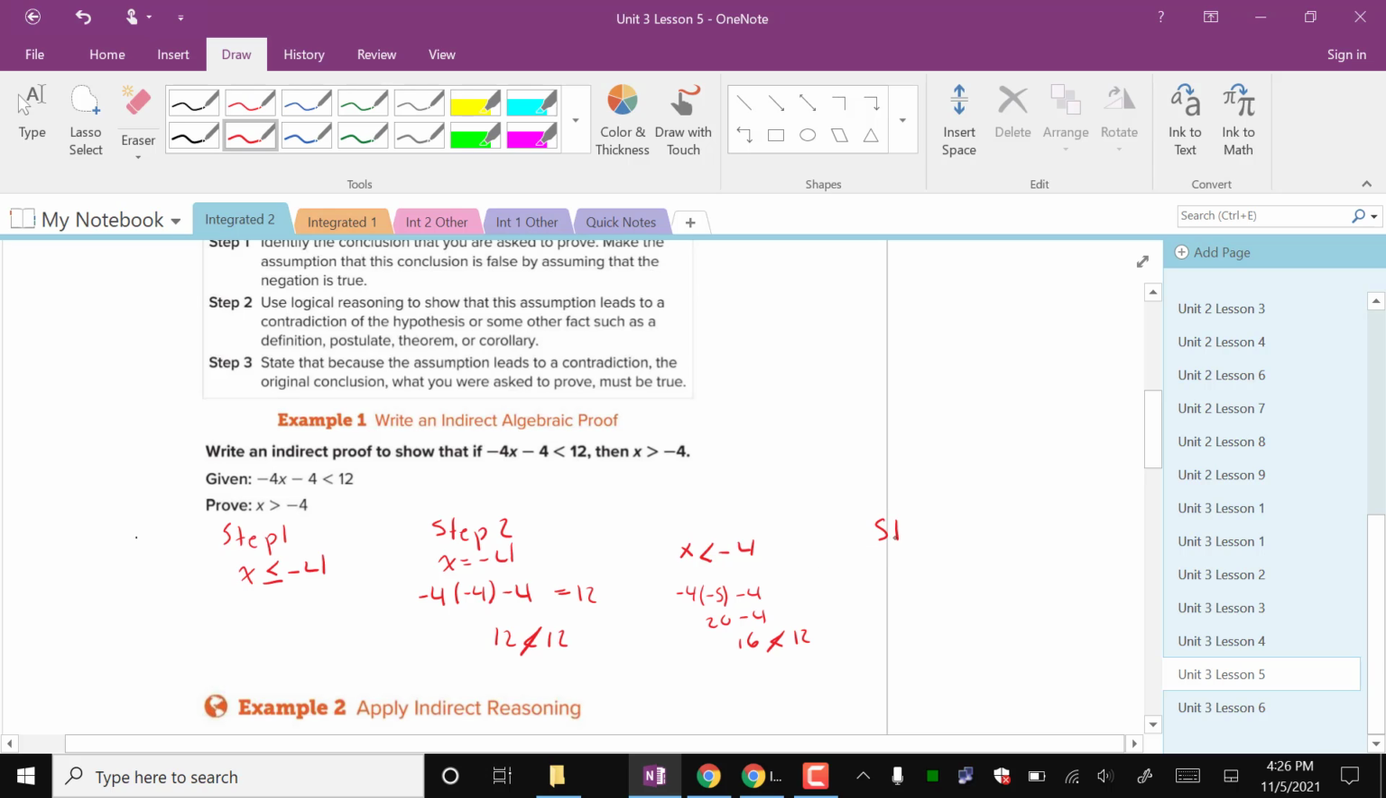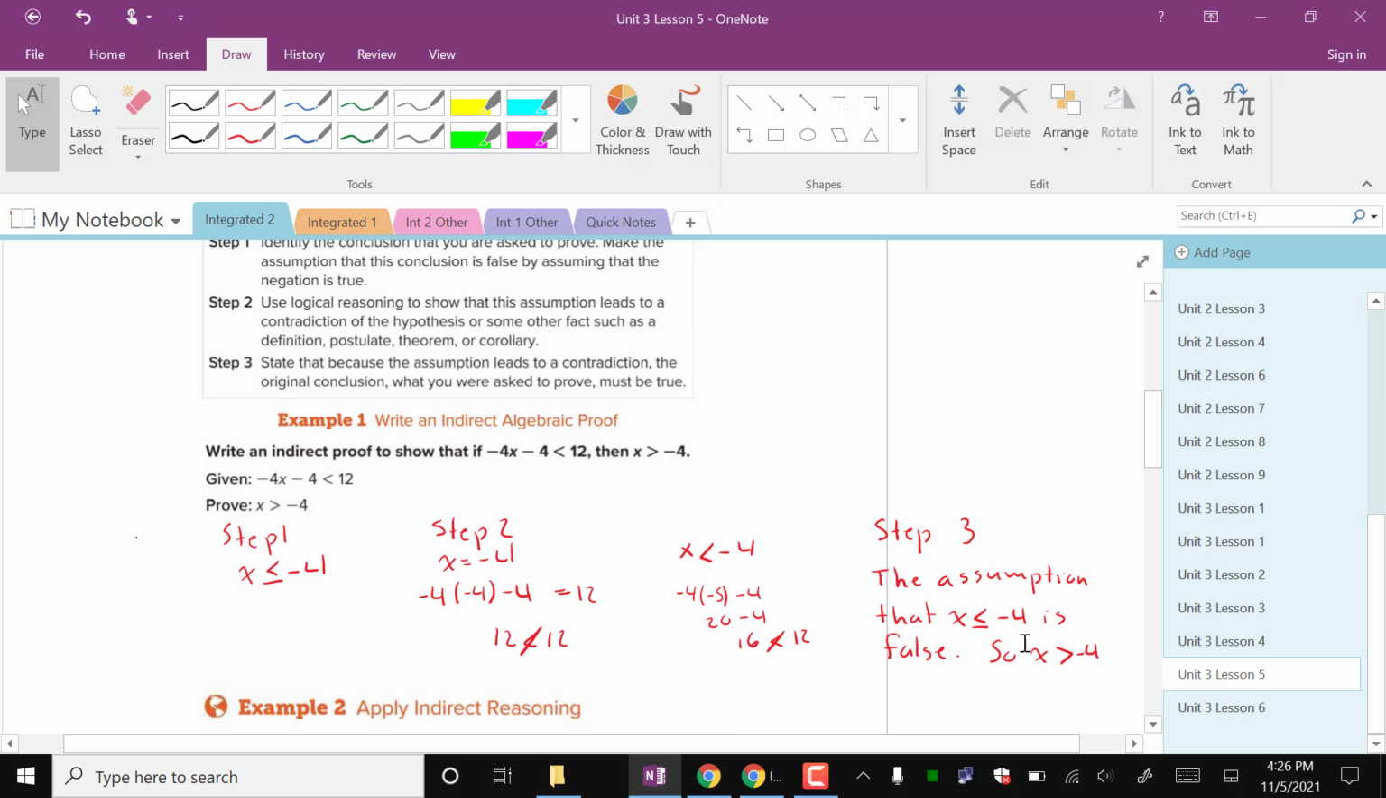So step 3. Therefore, the assumption that x is less than or equal to negative 4 must be false. So the assumption that x is less than or equal to negative 4 is false. So x is greater than negative 4. So this is called proof by contradiction.